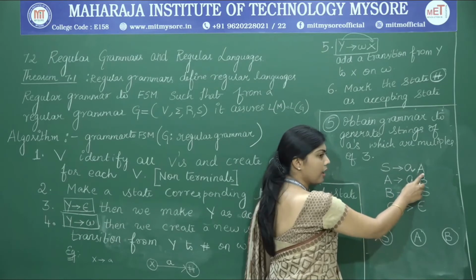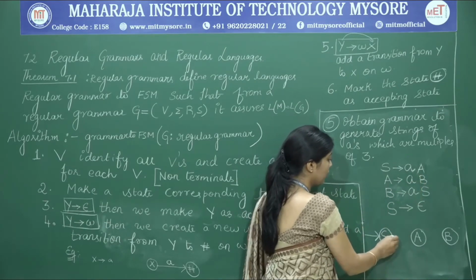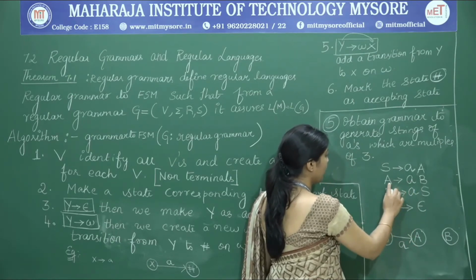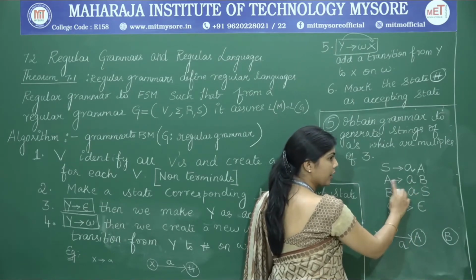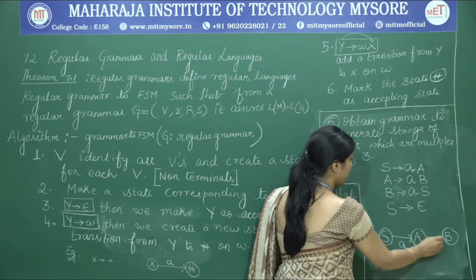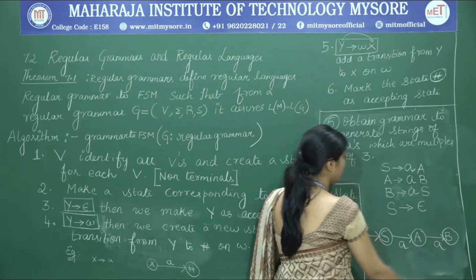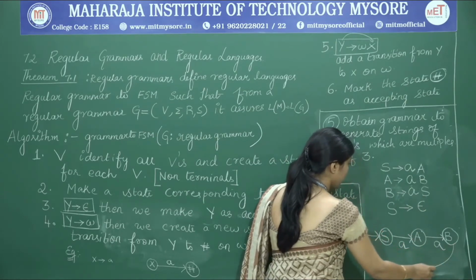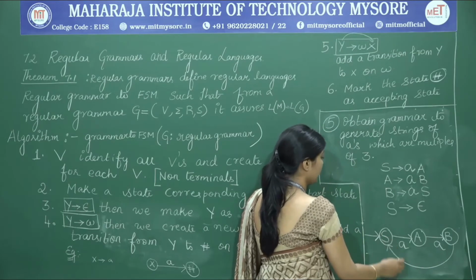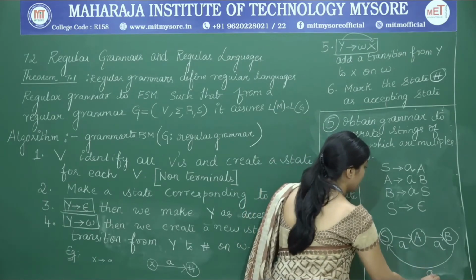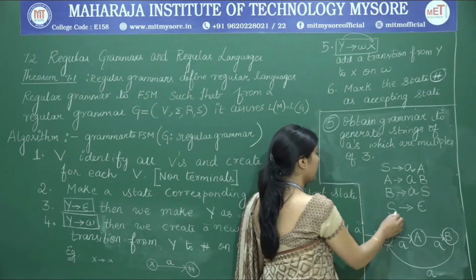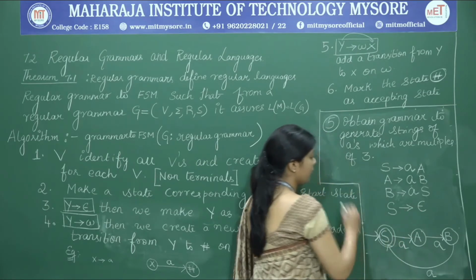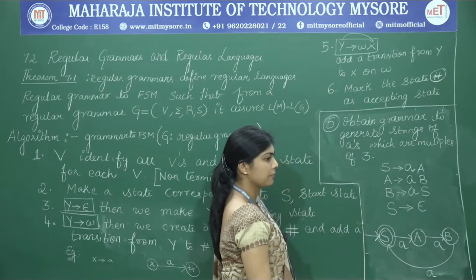Next, A. So from S, on A, we go to A. Then A to B on A. Next, B to S on A. Next, S goes to epsilon. So S will become the final state.